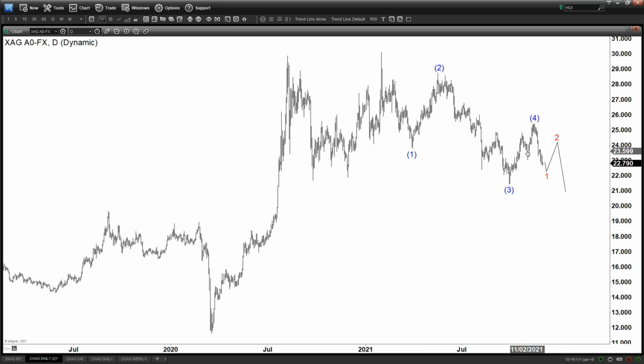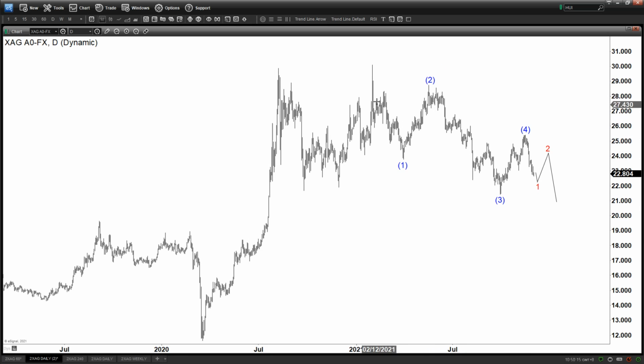Okay, so we have some kind of a 5-wave diagonal if this is really in the count. Now, first of all, you need to understand, for this count to become more valid, silver has to break below this previous low back in October, which is around 21.3. So it has to break down below here for this to be valid. Now, you're looking at the 5 waves down, you're looking at the marginal high here above here.